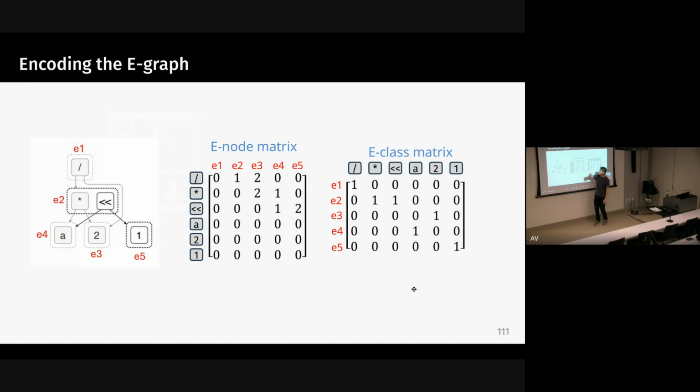And if you look at the E-node, let's have a look at this guy here. This multiply over there points to E-class E4 and E3. They are non-zeros here. Does that make sense? So this is one encoding of the graph that we've tried.